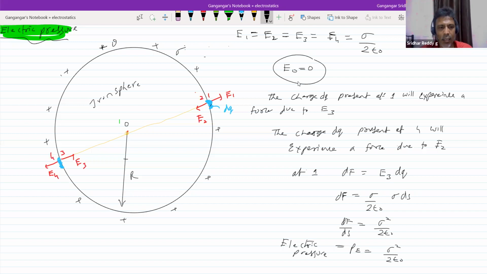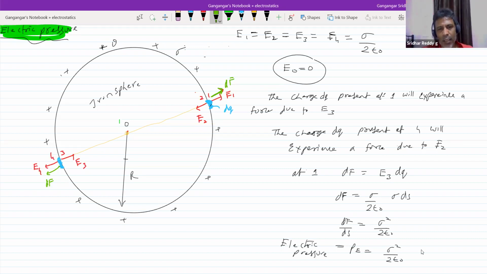Similarly, the charge on the surface will experience a force due to this. How will this force dF be acting? The force dF will be acting in this direction. Getting the idea, no? Not only at these points, at all points. So that force will be radially outward. That force per unit area is what we call electric pressure. So it is equal to sigma square by 2 epsilon naught.